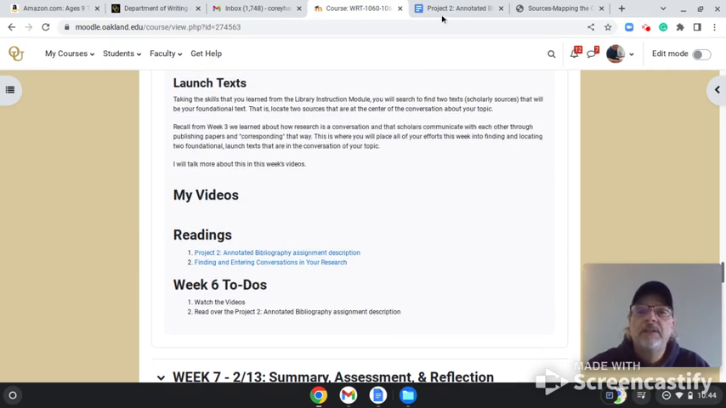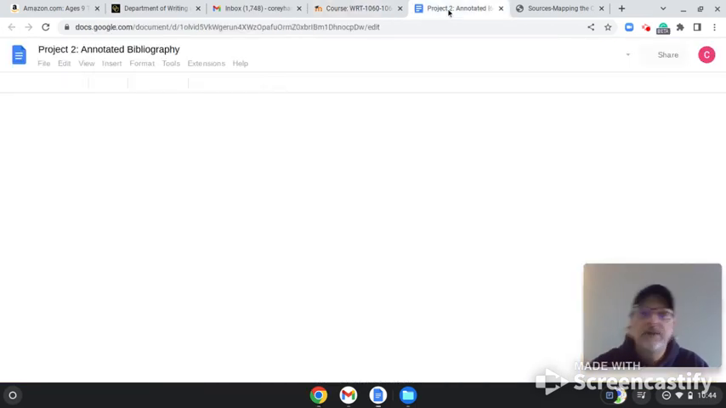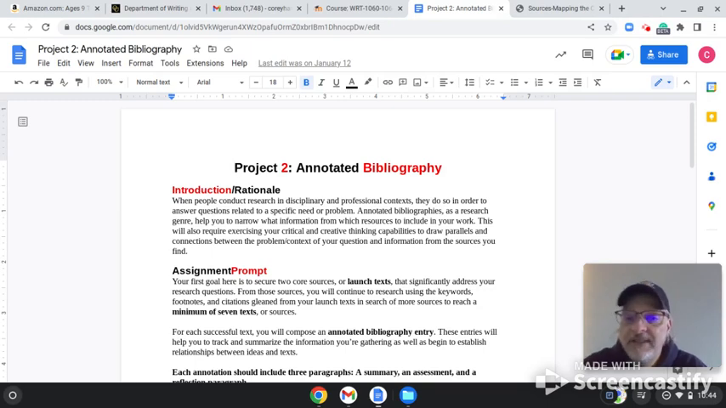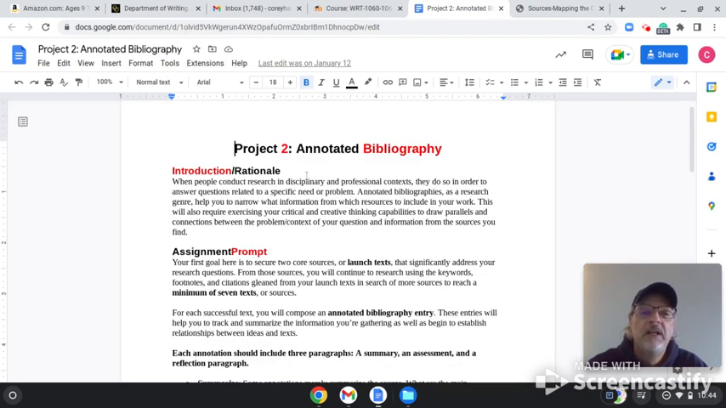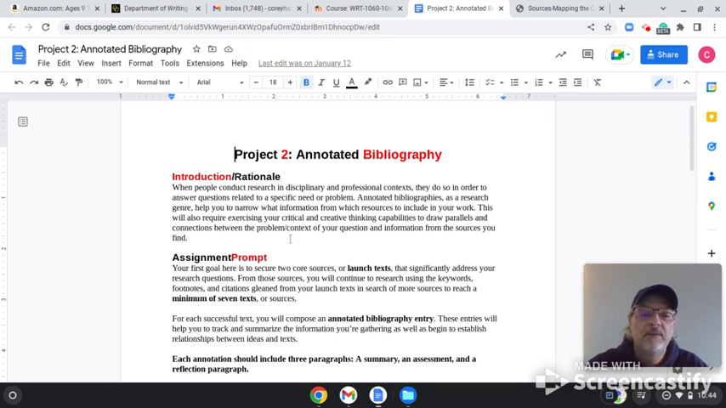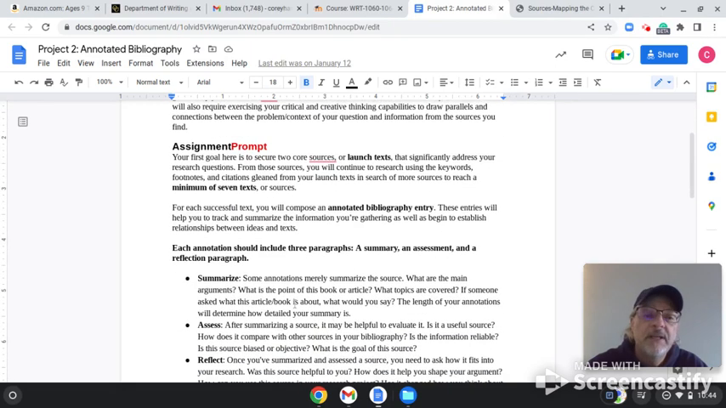And then, of course, read over the Project 2 annotated bibliography assignment description, most of which I have posted on the page. I won't regurgitate everything because we're mainly wanting to stay right up here for now. Next week, we're going to talk about what a summary, an assessment, and a relevance reflection paragraph look like and what they mean.